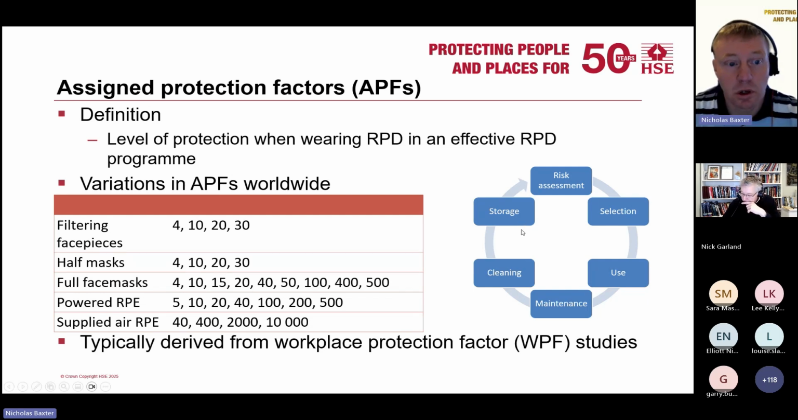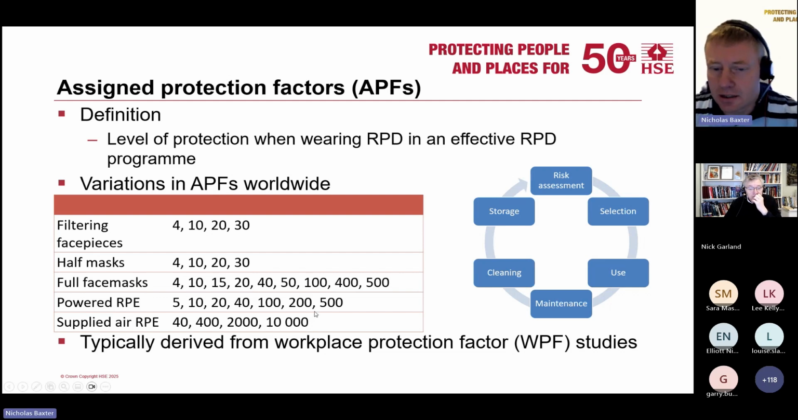So as Gary said, there are variations in APFs across the world for different types of RPE. Filtering face pieces can range from 4 up to 30, but across the different types of products they can vary hugely. Some can range from 5 all the way up to 500, and some are up to 10,000.